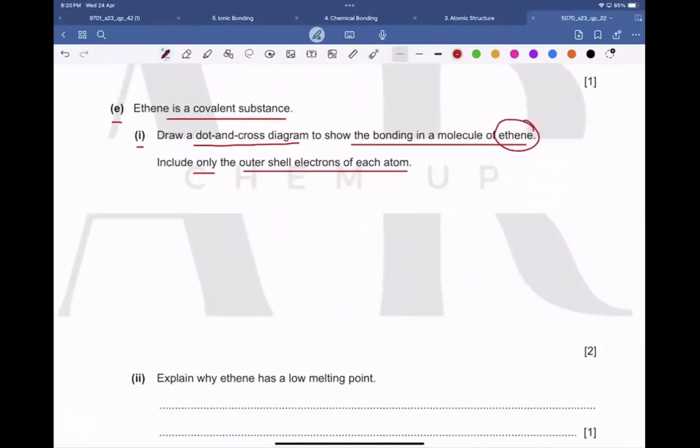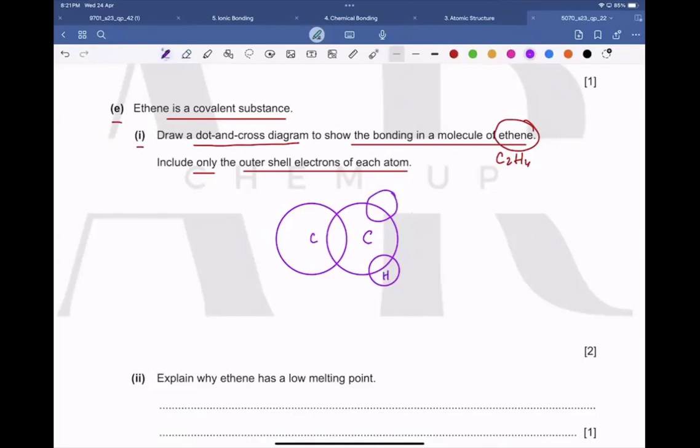The formula of ethene is C2H4, right? So there is one carbon, there is another carbon, each carbon bonded to two hydrogens. And we know how many electrons a carbon can share: 4. If you draw its displayed formula, there is a double bond between the carbon atoms and a single bond between hydrogens and carbon, isn't it?